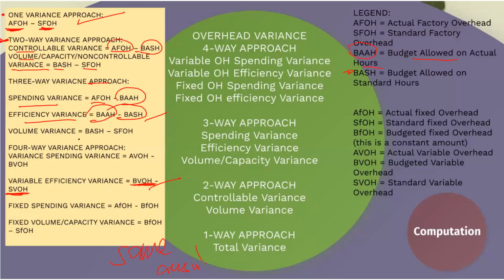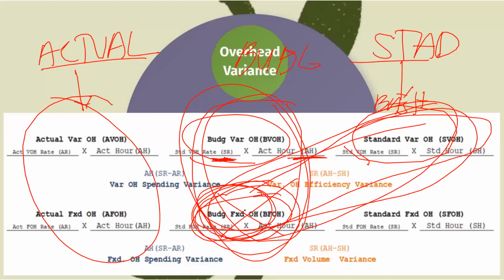Okay? Now we go to your volume variance, BASH less SFO. If you go back to your two-way, same equation lang or same formula. So, never mind. Okay? Now, under the two-way, the three-way, and the four-way, your fixed or volume variance should always be the same. Even if you only use the four-way, budgeted fixed overhead and standard fixed overhead. After all, yun lang yung dinidifferentiate mo. Saan ulit nanggaling? Again, dito pa rin sa expanded. Okay? Nanggaling pa rin yan sa expanded natin. Alright.